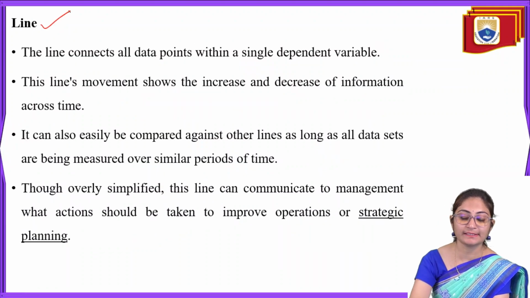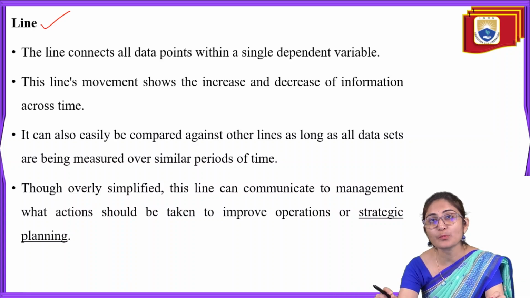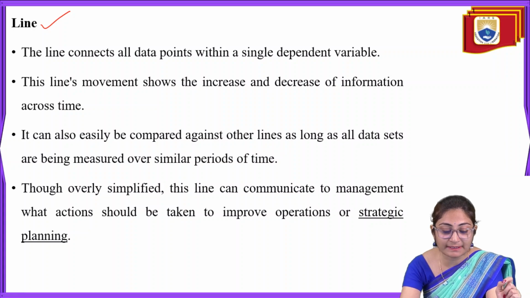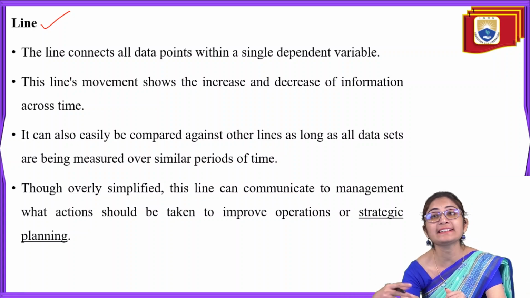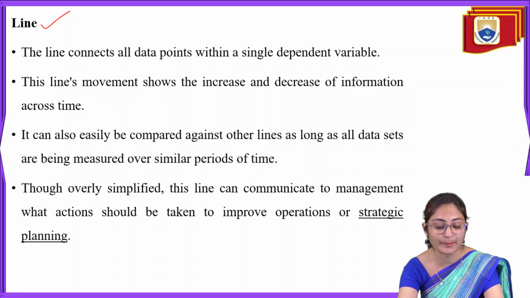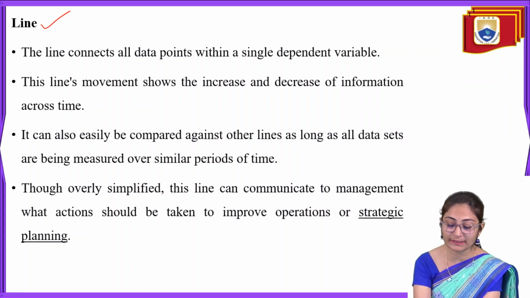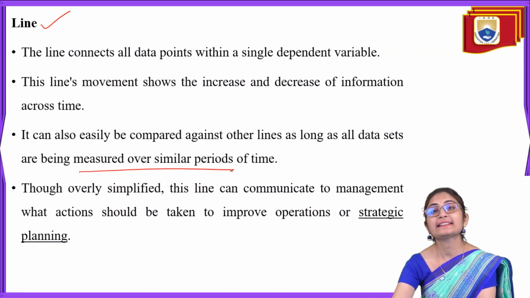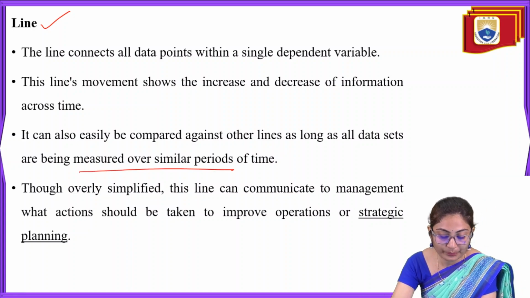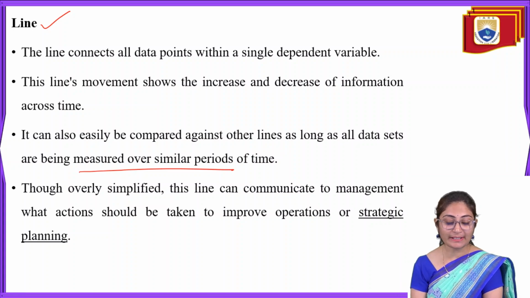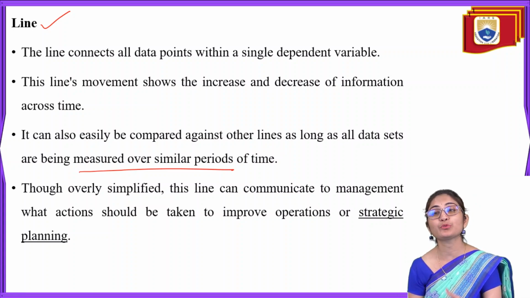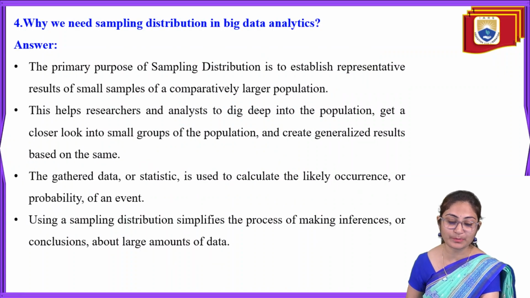Now next one is the line. The line connects all data points within a single dependent variable. Dependent variable. I'm not talking about the independent variable, I'm talking about the dependent variable. So this line movement shows increase and decrease of the information across time, and it can also be compared against another line as long as all data sets are being measured over similar periods of time. So the line can communicate to management what action should be taken to improve operations or strategic planning.